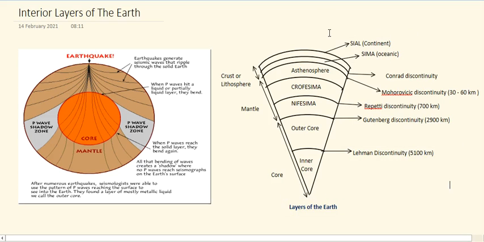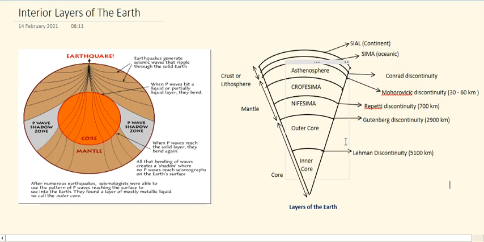At the surface, there is the first layer of continental crust, and it is known as Sial. Then the next one is Sima, that is oceanic crust. Then there is the layer of mantle. Mantle is further divided into two parts, upper mantle and lower mantle. The upper mantle also has one different layer, which is totally made up of magma or viscous materials, and it is known as asthenosphere. The upper mantle is also known as Crofesima, and the lower mantle is known as Nifesima.